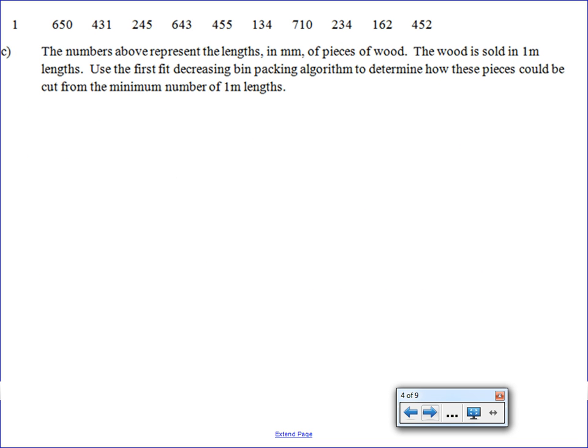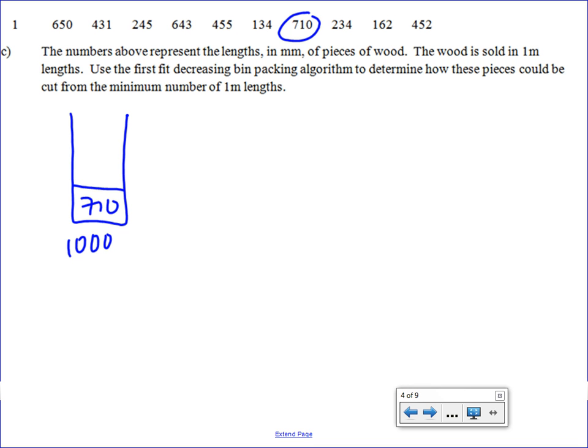Okay, a bin pack. So we are going to do a first fit. So essentially, because of the change of units here, what we've got is 1,000. So we're doing first fit decreasing. So we put the biggest one in first, 710. So that goes in here and that leaves us with 290 spare.